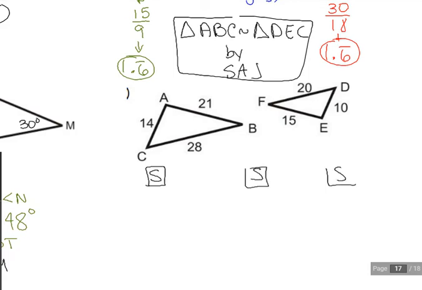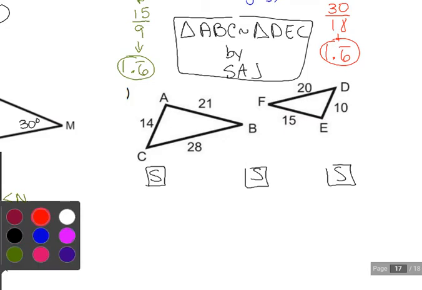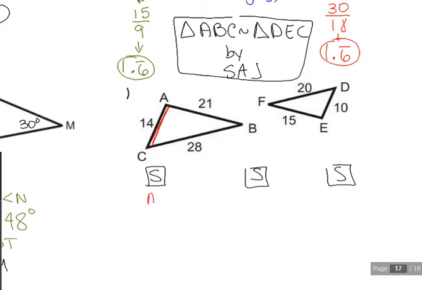So if I go AC, okay, AC is the smallest side length on the left-hand triangle. The smallest side length here is 10, so that's going to be DE. And so I'm looking at 14 over 10, or 1.4. Let me confirm that, because you never know, I might be doing some arithmetic wrong. Now it's 1.4, we're good. Okay, so 28, largest side, CB, has to correspond to largest side, FD. Okay, so 28 is to 20.